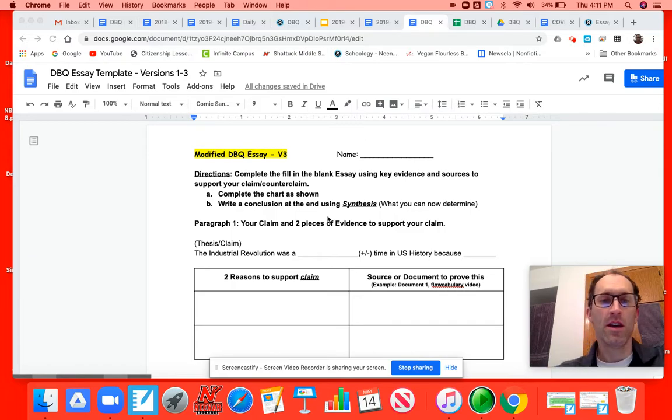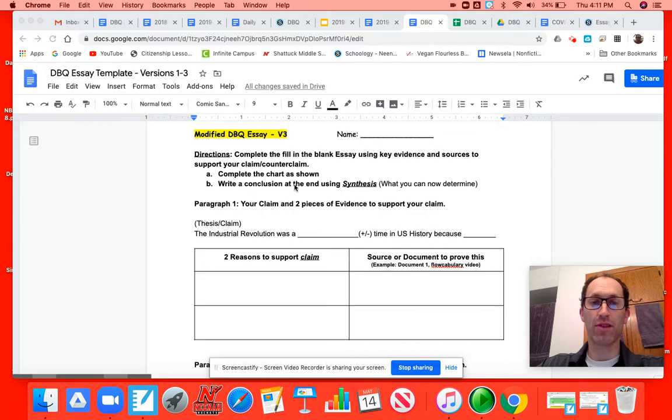So, version 3, you're going to complete the charts as shown, and you're going to write a conclusion at the end using synthesis. Synthesis is what you can determine now.